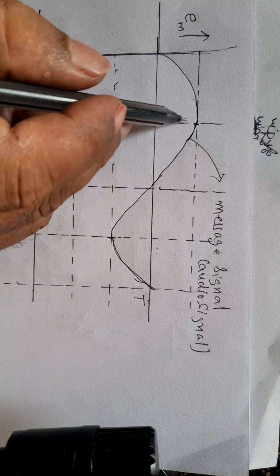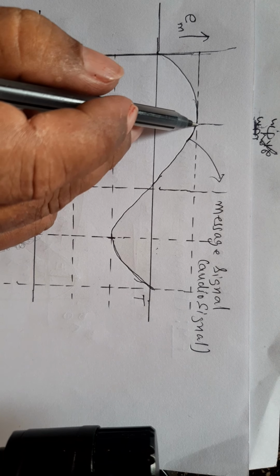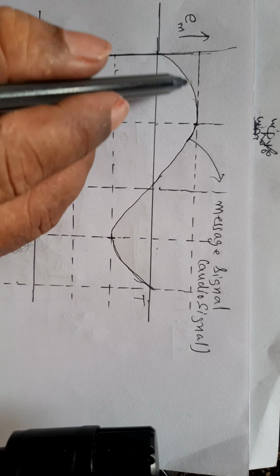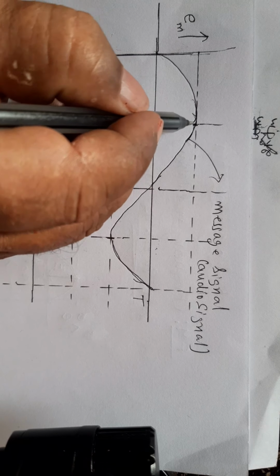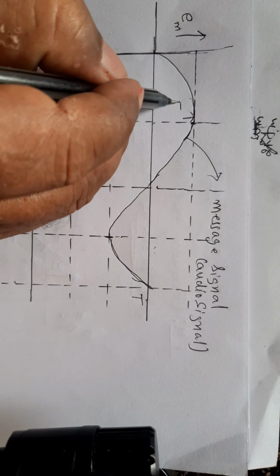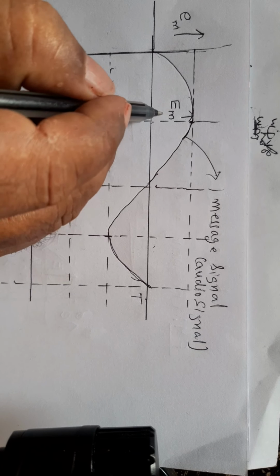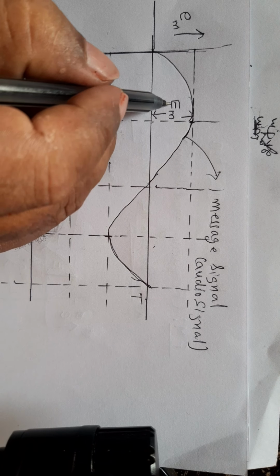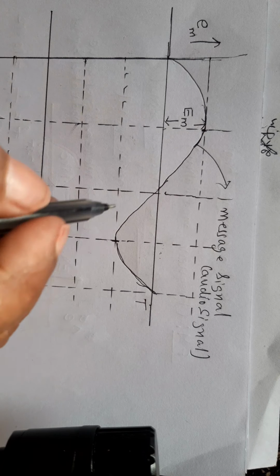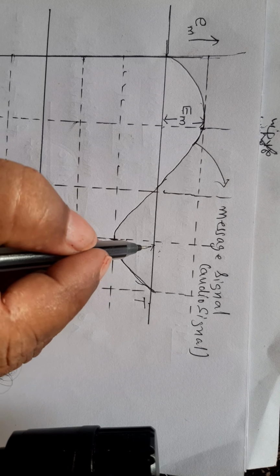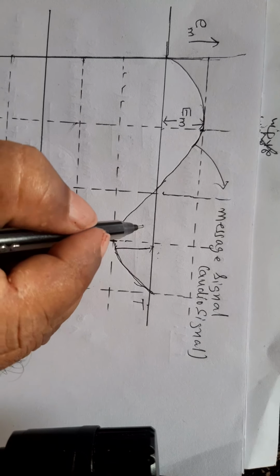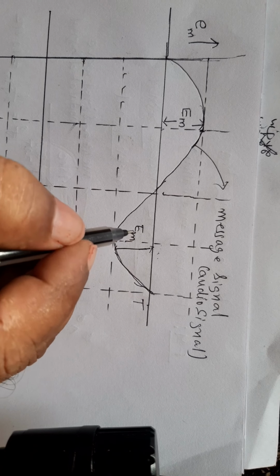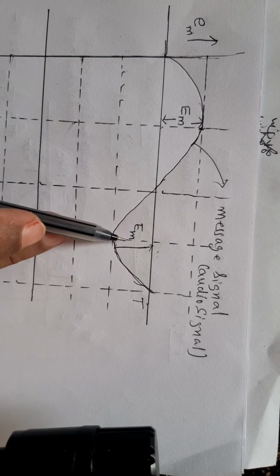See, this is the maximum voltage of this EM. I will represent this as the amplitude of the modulating signal. This is also the maximum height, but on the negative side. This is also the amplitude of the modulating signal, represented by EM.